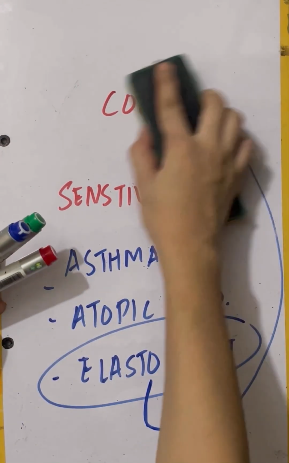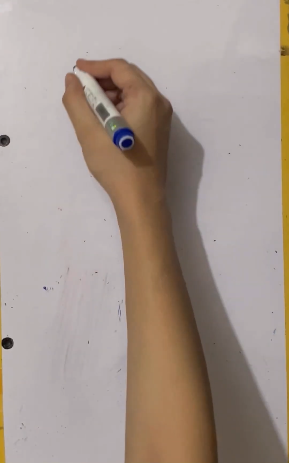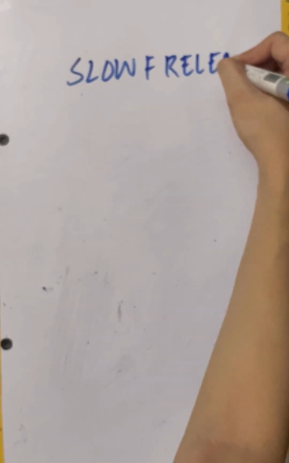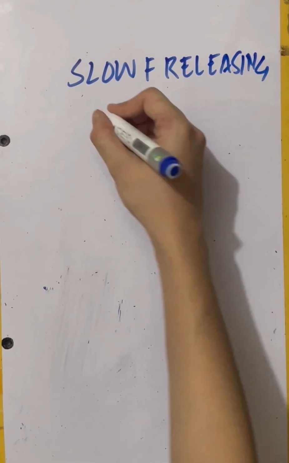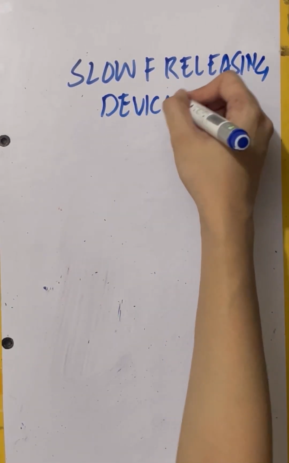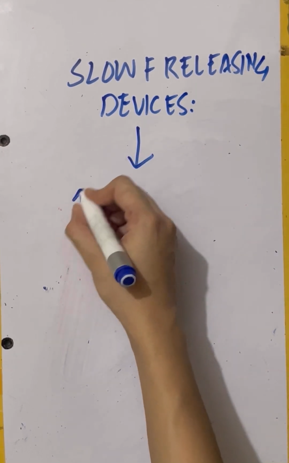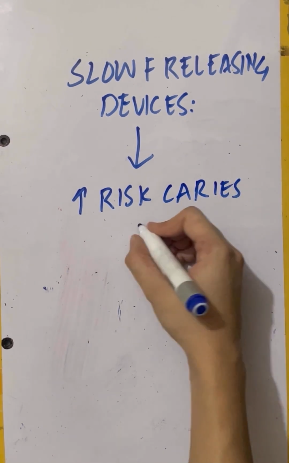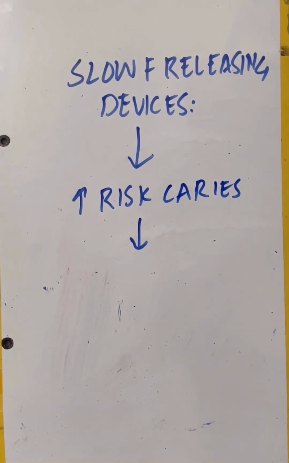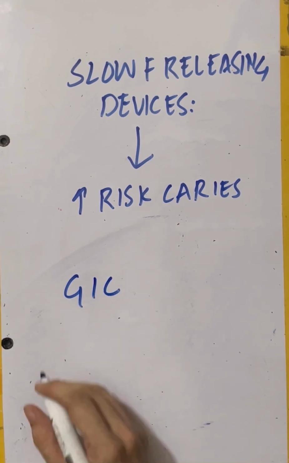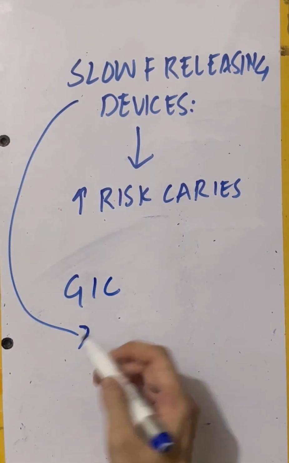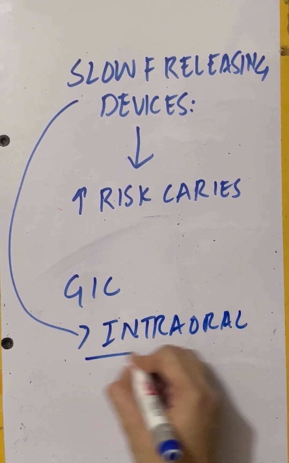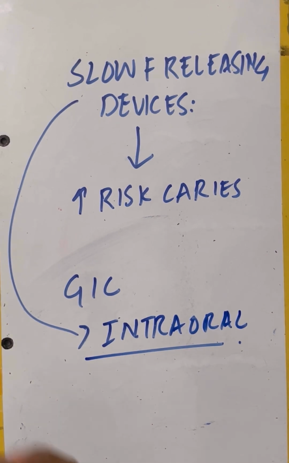The last source of fluoride is slow fluoride releasing devices. Slow fluoride releasing devices are basically made to target high risk caries patients. Why? Because they will continuously release fluoride. An example is GIC. These slow releasing fluoride devices are intraoral devices which are placed in the mouth so that they can continuously provide fluoride.